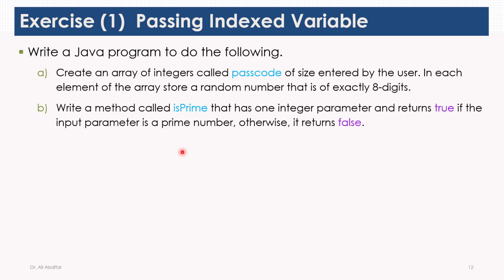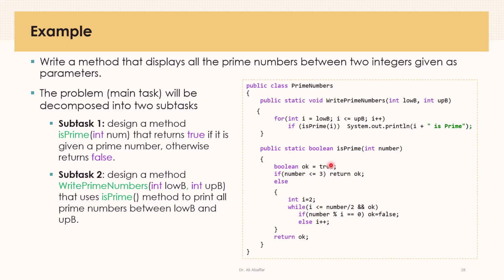Let us see the implementation of this method. Here is the implementation of the method isPrime. We have written this method when we wanted to write a method that displayed all the prime numbers between two integers given as parameters. The problem was divided into two subtasks. The first subtask was to write this method. So let us copy this method to jGRASP and try to explain how it works briefly.